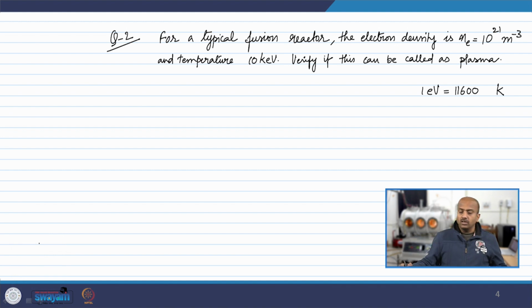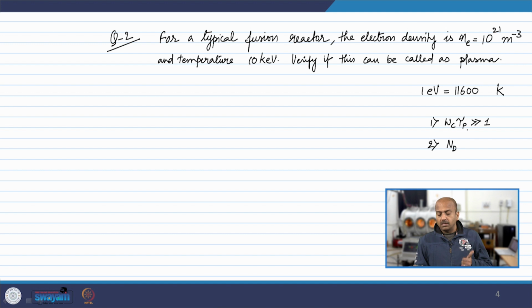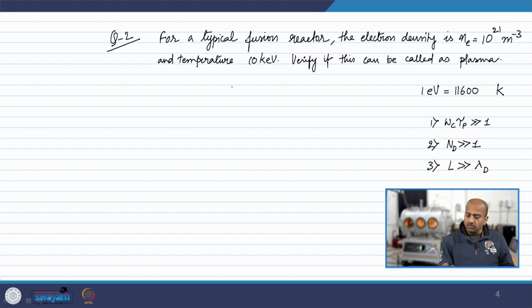Now, for it to be called plasma, we require 3 conditions. 1, omega c tau p should be much greater than 1. Number 2 is the plasma parameter, the number of plasma particles or ionized particles within the Debye sphere must be very large. And the length scale of the plasma should be very large in comparison to the device length, right. So, let us start from the device length.